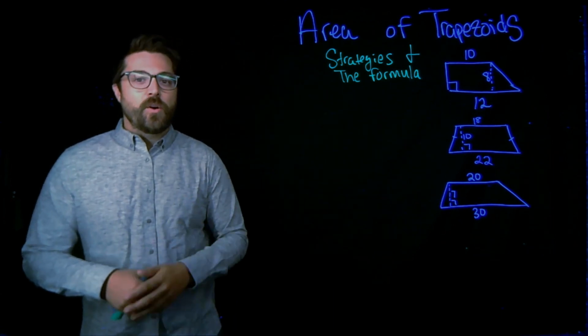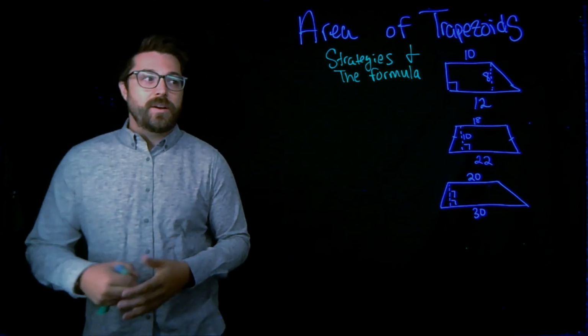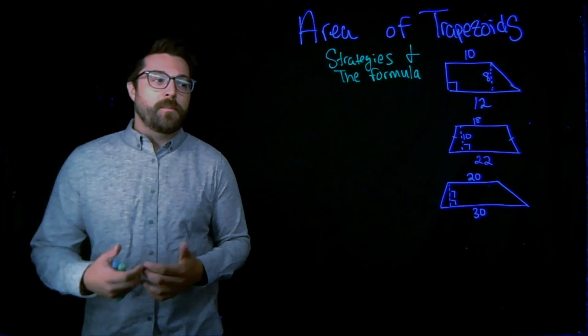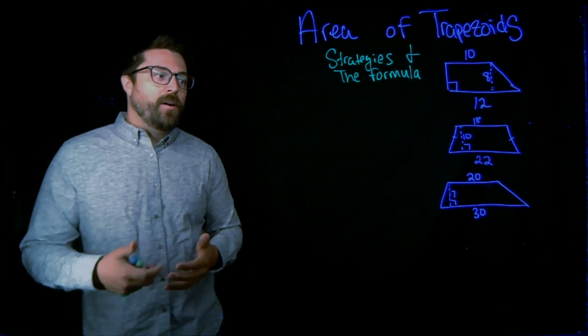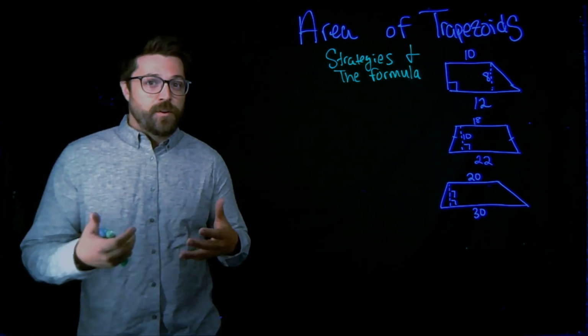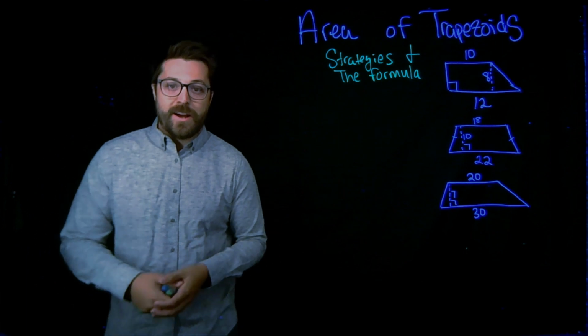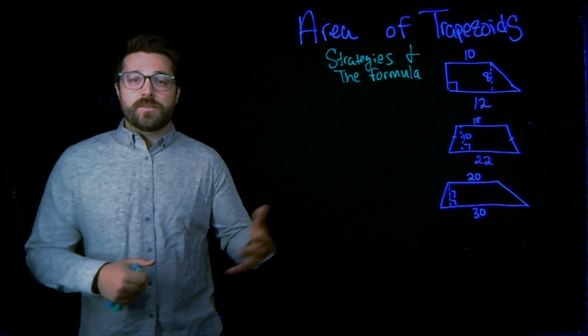And so in this video, we're going to look at some strategies for finding the area of a trapezoid, as well as the formula, but also why the formula looks the way it looks. When we think about many quadrilaterals, trapezoids have a different formula than most of the other quadrilaterals. So why does the formula exist the way it is, and what are some other strategies?